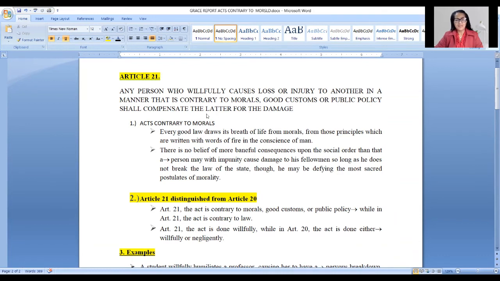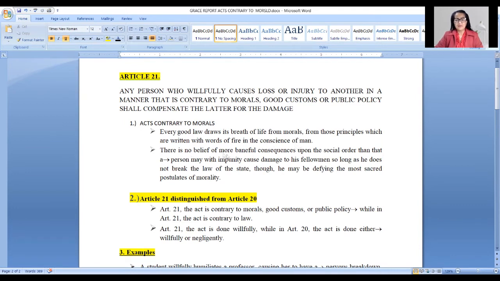In Article 21, any person who willfully causes loss or injury to another in a manner that is contrary to morals, good customs, or public policy shall compensate the latter for damage. Acts contrary to morals. Every good law draws its breath of life from morals, from those principles which are written with words of fire in the conscience of men.